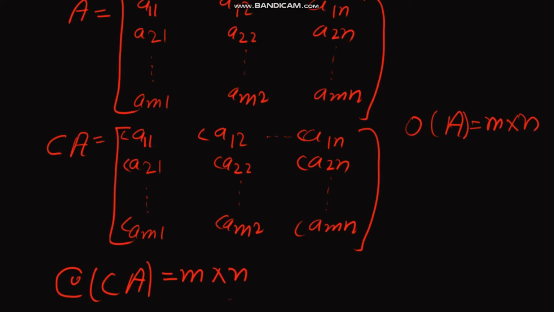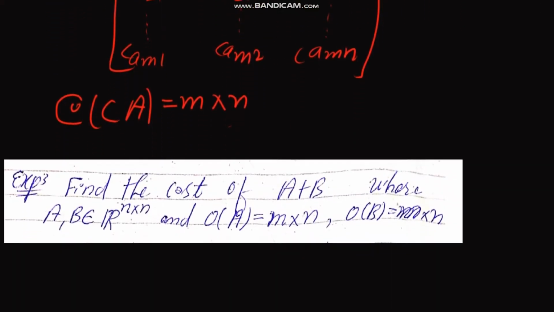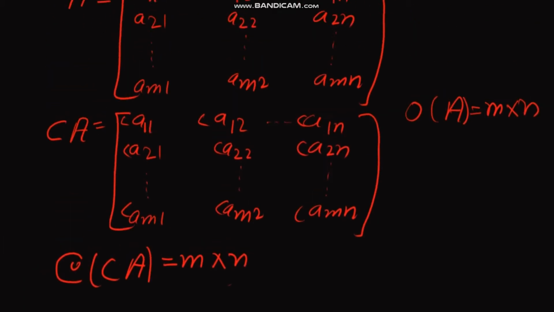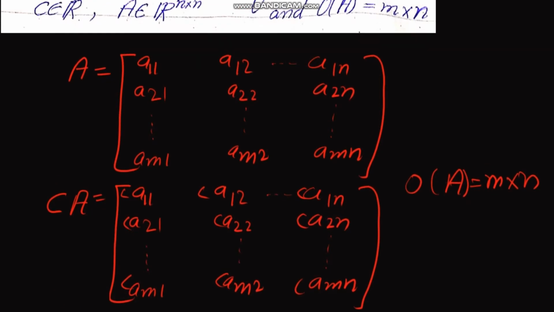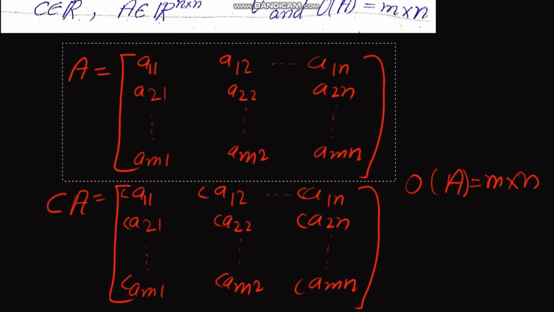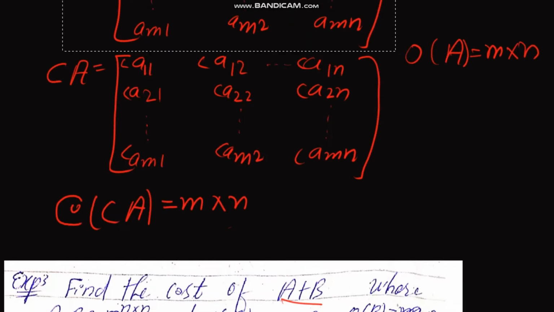Okay, now come to the next question. What does the next question state? It states, for example, find the cost of a plus b, where a is m by n and b is also m by n. So let me copy this a from above, and then I can rewrite b here. Let me put it down.